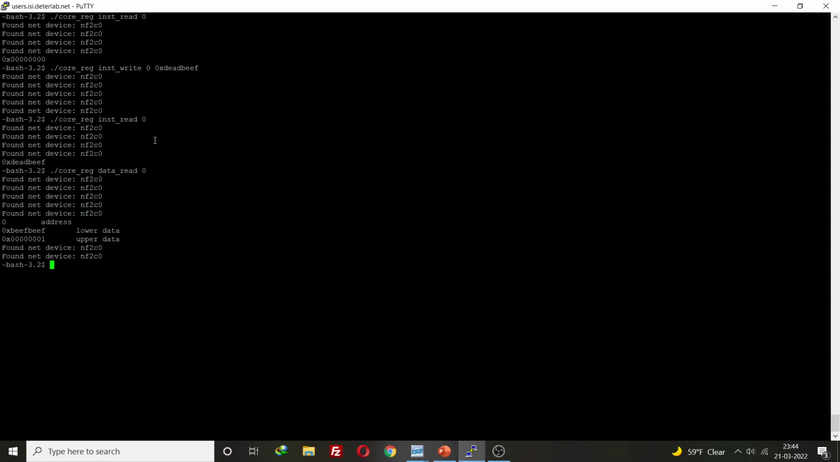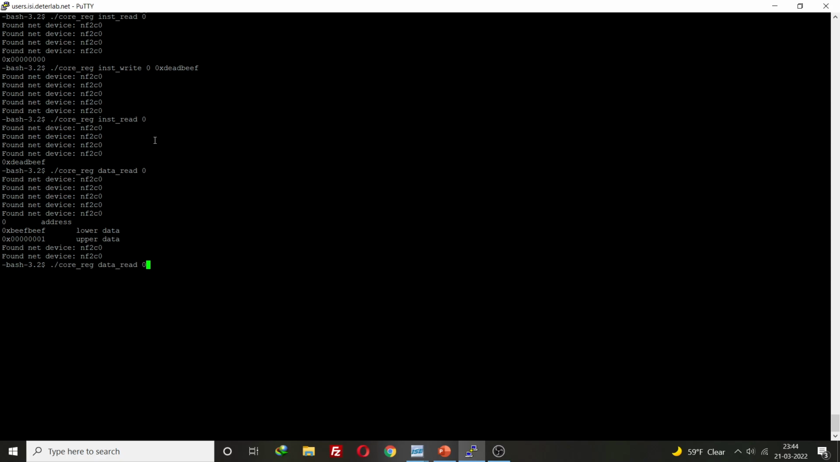Since data memory is 64-bit, while the software and hardware registers are only 32-bit, the data is split into two parts: the upper data and the lower data. As we can see, initially the lower data contains beef, and the upper data contains 0, 1.